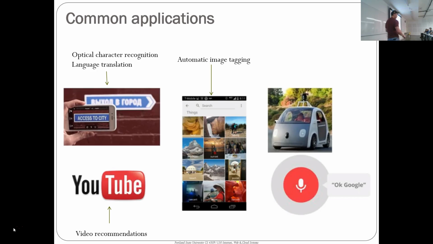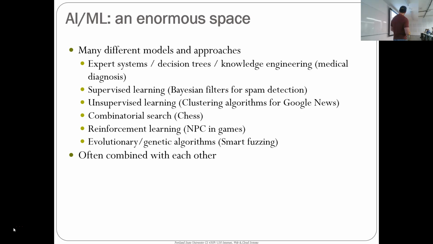Automatic image tagging, so if you have Google Photos and you put a search term in there, all that tagging is done with the Vision API. The autonomous vehicles is another one, and then the speech to text, basically the Alexa kind of functionality. This is all done with back-end machine learning APIs that Google has.